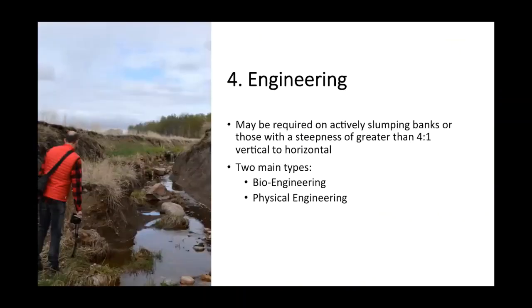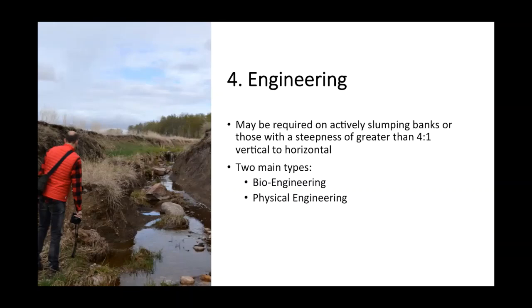And then the 4th major category of riparian management strategies is engineering. In this case, engineering is what may be required on actively slumping banks or those with a steepness of greater than 4:1 vertical to horizontal. So those really intense degraded banks, that's where if all else fails and it's actively eroding and there are a lot of issues and it's near something high value, and it can't be given the time to heal naturally, then there is potentially a place for engineering.